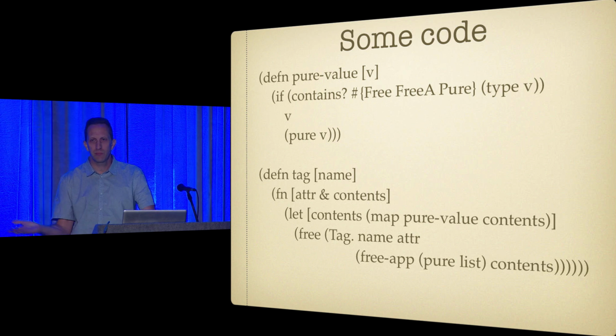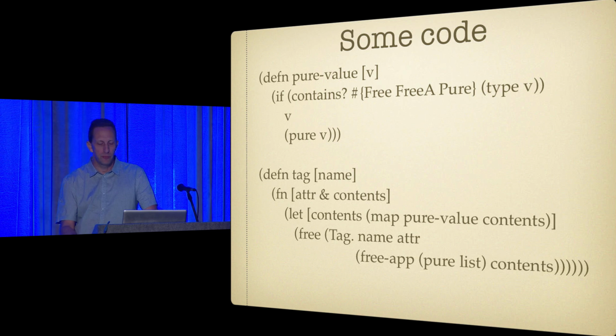Okay, so this is pretty standard stuff. Tag is just a function that takes one parameter, and it returns a function that takes one attribute hash map, essentially, and then a variable number of content tags. So that's the signature for the anonymous function down there. And then it just maps the pure value up above over the content tag that you gave it to make sure that they're all free data structures.